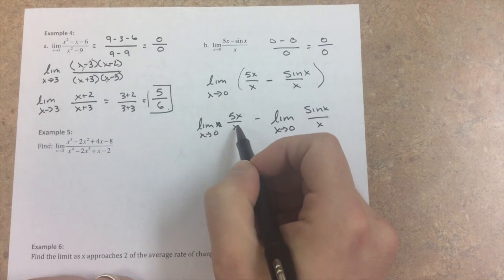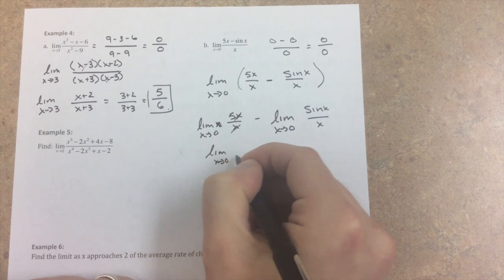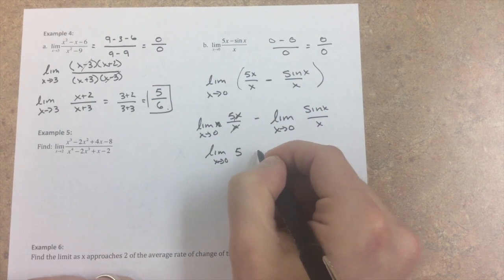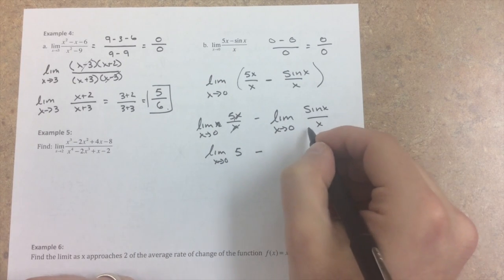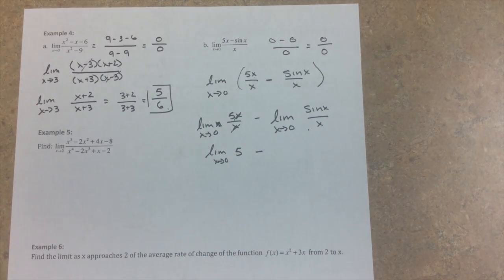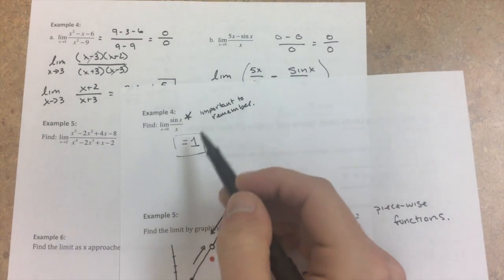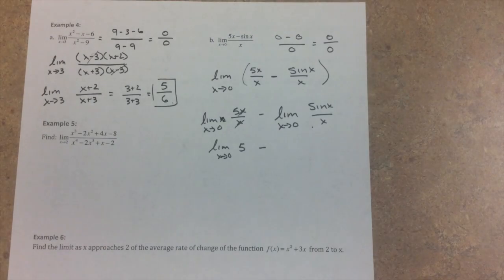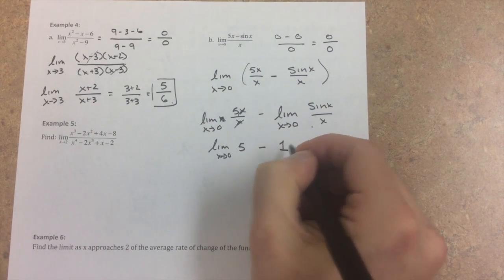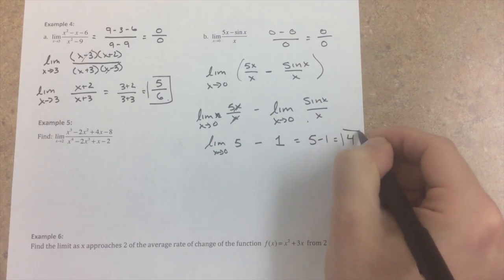Well, 5x over x, these x's cancel, so this is the limit as x approaches 0 of 5, which is just 5, minus, well, we did this problem on the table. If we look back on our notes from the first section, we know what the limit of sine x over x is. That's already come up, so that important reminder comes back, which is 1. So this is just 1. So this problem is just 5 minus 1, which is 4.